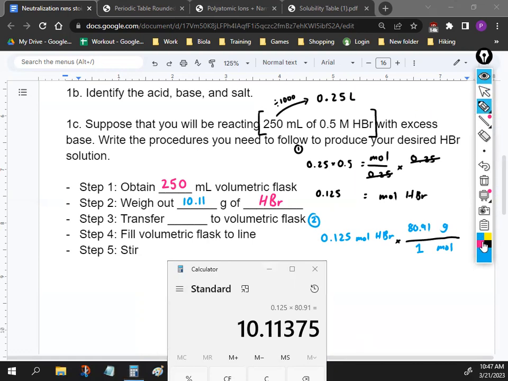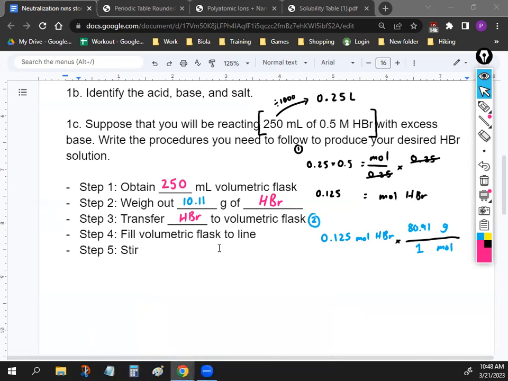And then the last blank right here for step 3, you just need to transfer your chemical HBr to the volumetric flask. So that's part C. And then we just got one part left, and then we're all done. Alrighty. Any questions on part C? Alrighty. Okay, let's move on to the last part.